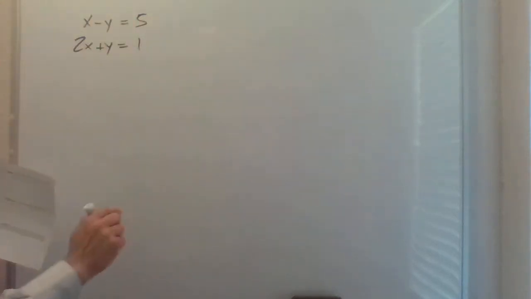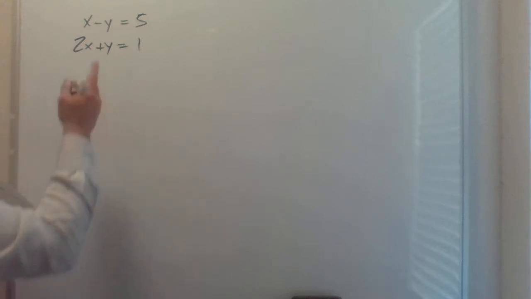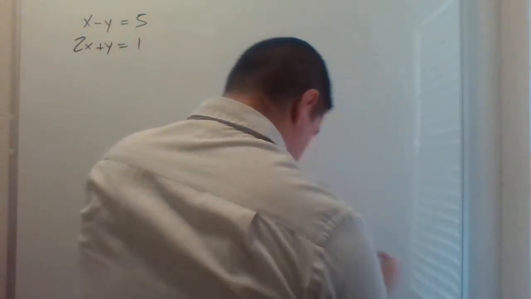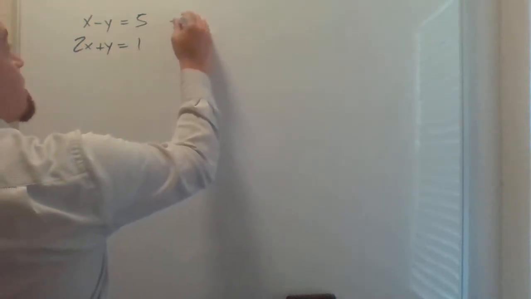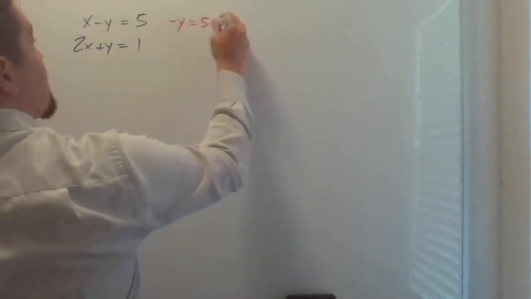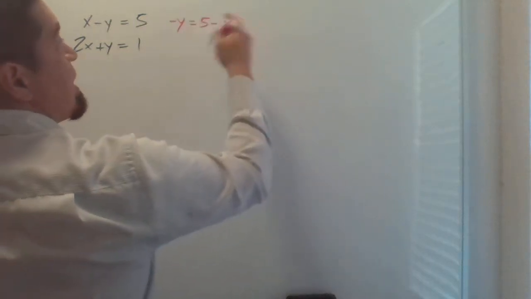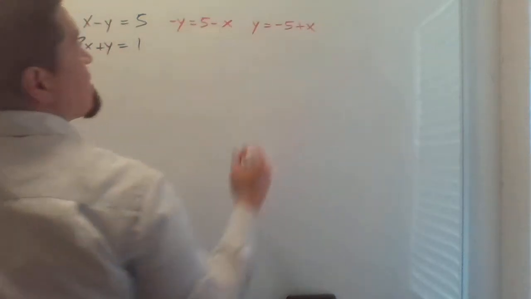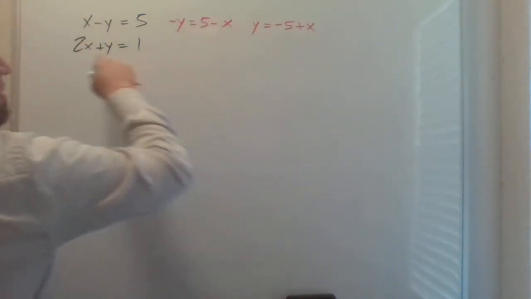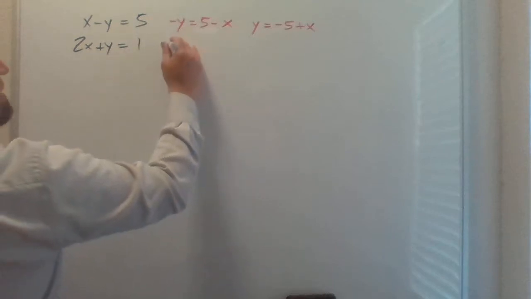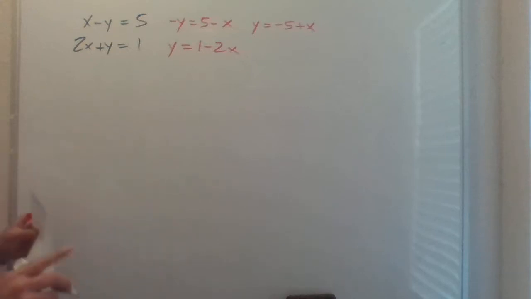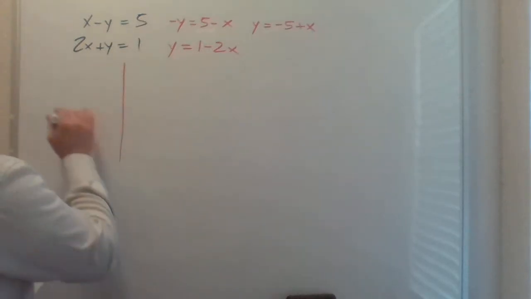I can't graph this the way it looks yet, so I want to solve for y for each of these. Move the x over, and you're going to get negative y equals 5 minus x. Then if you divide by negative 1, you'll get y equals negative 5 plus x. So that's my equation here. This one's a little easier. Just subtract 2x, so y equals 1 minus 2x. Now I've put it in slope-intercept form, meaning I can graph these.